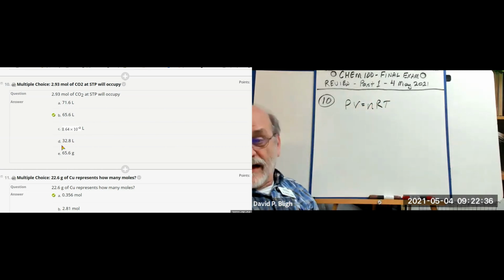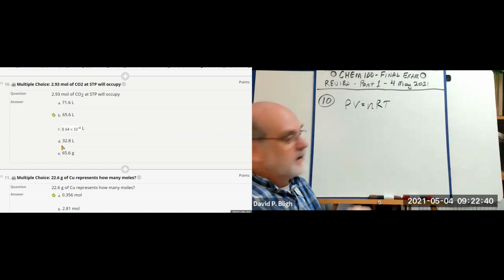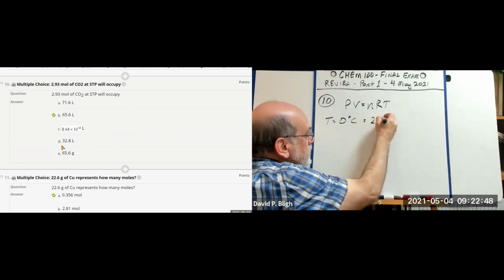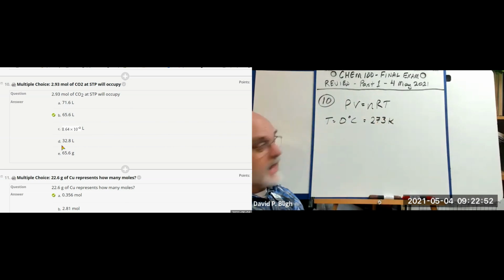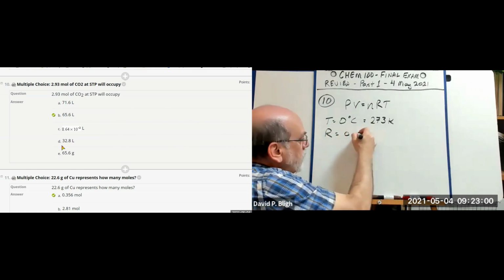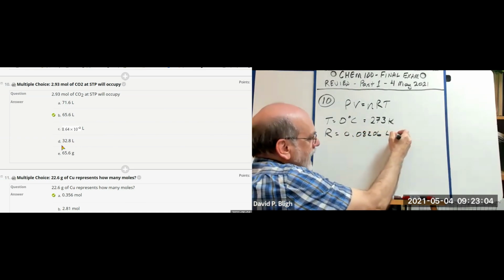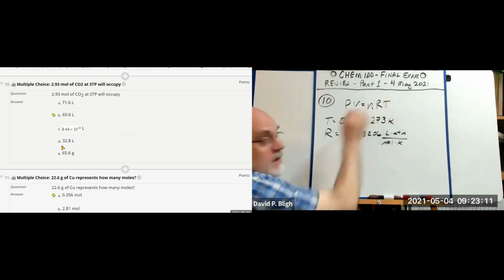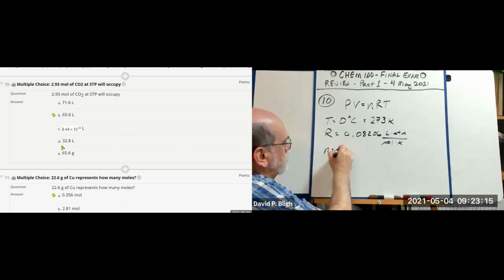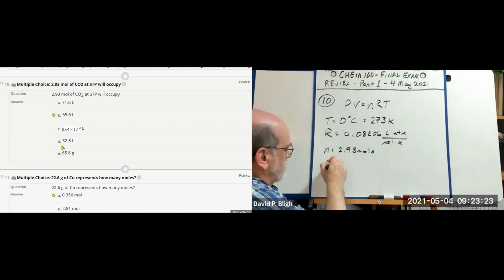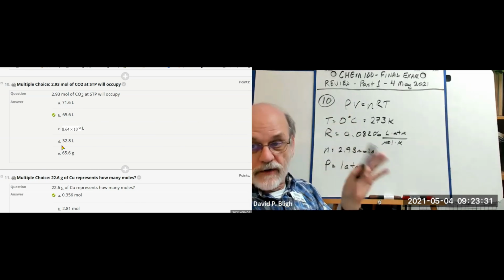Now you have to remember, what is standard temperature and pressure for gases? Standard temperature is equal to 0 degrees Celsius, which is equal to 273 Kelvin. Remember, you have to have Kelvin here. What's R? Well, R is in the useful information, and it's 0.08206 liter atmospheres per mole K. Let's get moles, 2.93 moles. Okay, we got that one. How about pressure? What's standard pressure? 1 atmosphere. There we go. We got everything except volume. So we're going to solve the equation for volume.